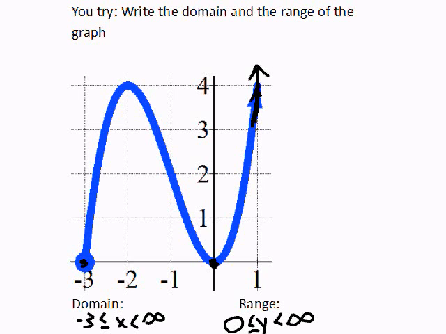You'll also see the domain listed as x is greater than or equal to -3, since all of your x values start at -3 and get bigger. And your y values are bigger than or equal to 0, since your y values start at 0 and go up.